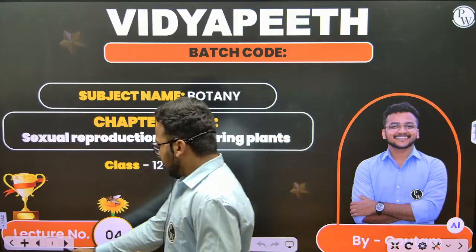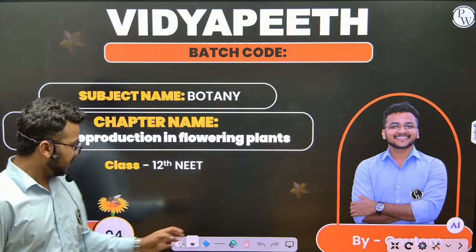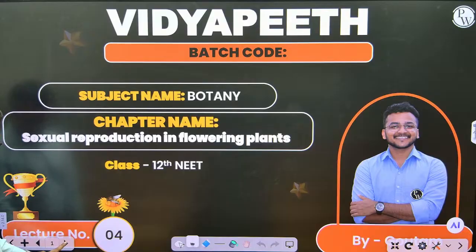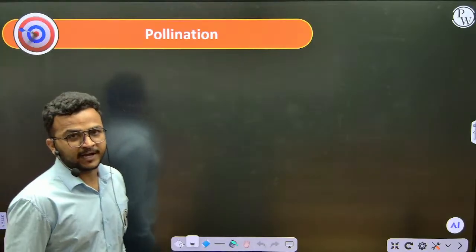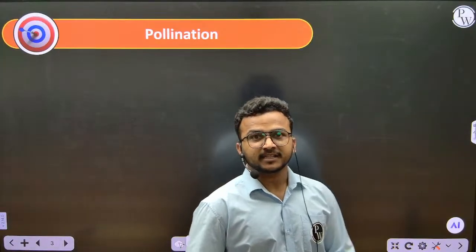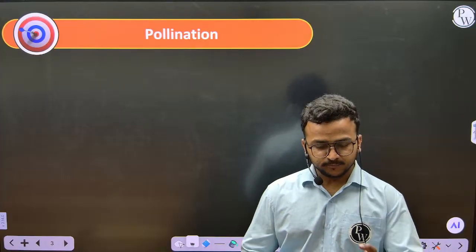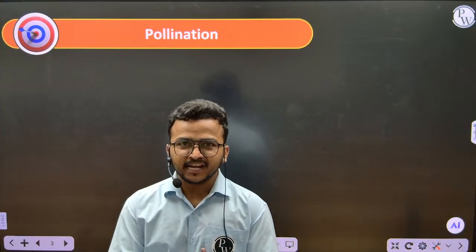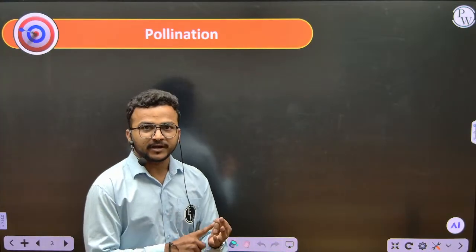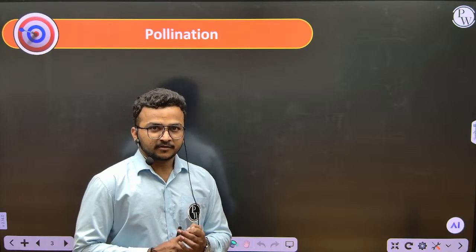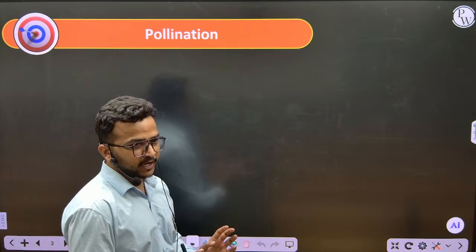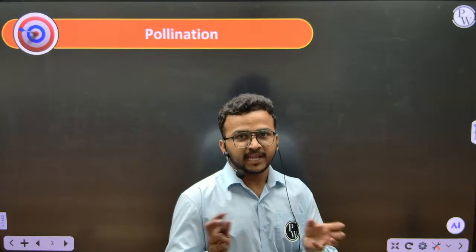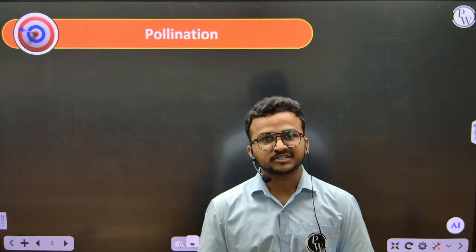So in the last session, what we discussed is female gametophyte formation, that is, the embryo sac is completed. The embryo sac is nothing but the female gametophyte, and the male gametophyte is nothing but the pollen grain. So both the pollen grain and the female gametophyte, the embryo sac, are ready. Now we need to bring them together because they don't have any motile structure.